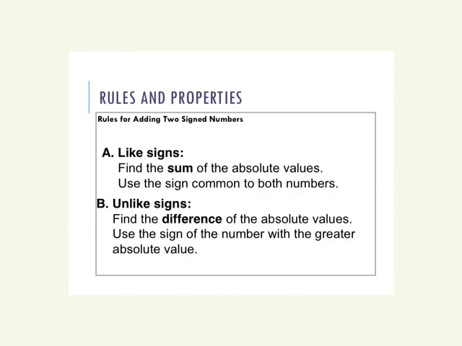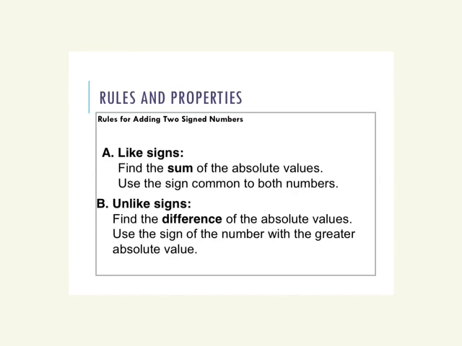Alright, ladies and gentlemen, tonight's lesson is all about adding. Now, with adding two signed numbers, you have to make sure you know the rules. There's two sets of rules. There's rules if the signs are the same, and there's rules for if the signs are different. If the signs are the same, or in other words like signs, you find the sum of the absolute values, and then you use the sign common to both numbers. You'll often hear the phrase with this of just simple same signs, you add the two numbers and keep the sign they share. Same signs, add, and keep.